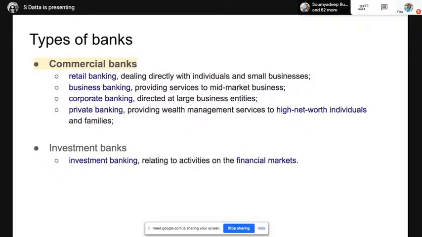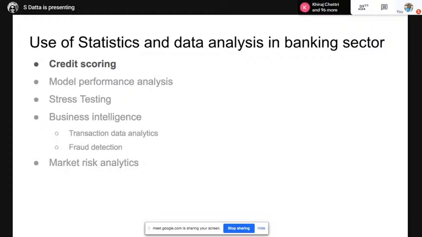On the other side are investment banks, which deal with all activities in the financial markets and how they perform in a stress scenario. For example, right now we saw that the COVID-19 crisis was quite a stress scenario. It had a very strong impact on the markets. So that's something you would like to be prepared for, so that you have enough capital and enough liquidity to survive during a stressed scenario. That is stress testing.